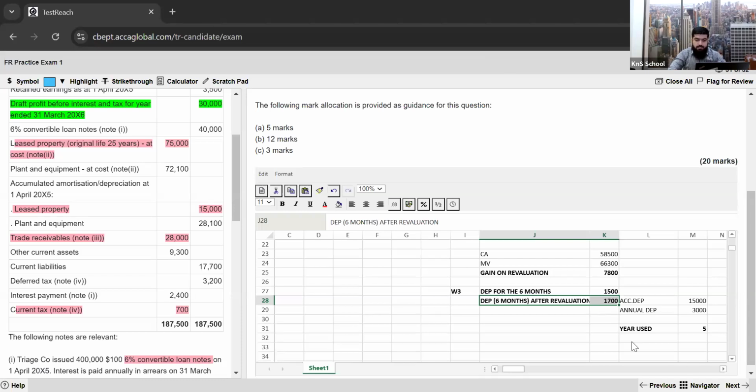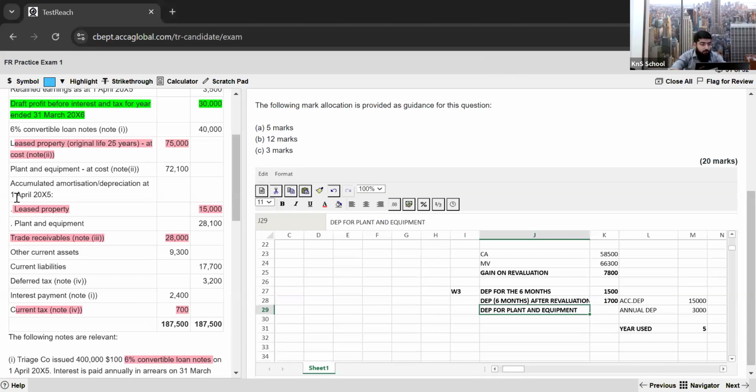Okay, so this is the depreciation that we have calculated for the 6 months. And now, let's calculate the depreciation for the plant and equipment as well. It is quite simple. There is no revaluation, there is no other adjustment in this plant and equipment.